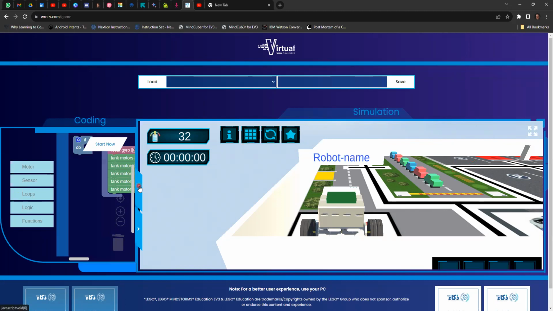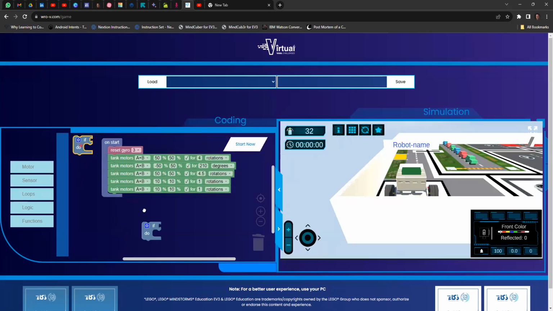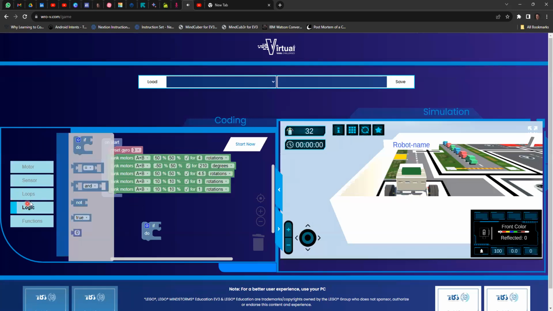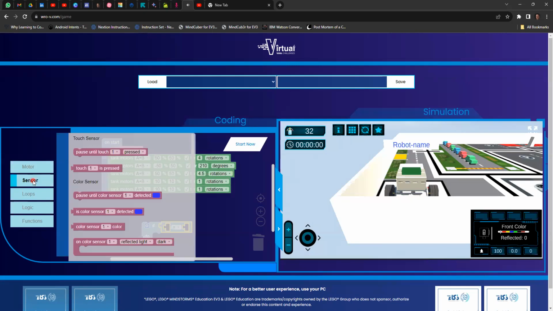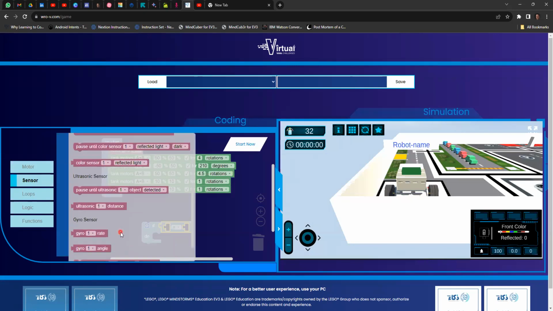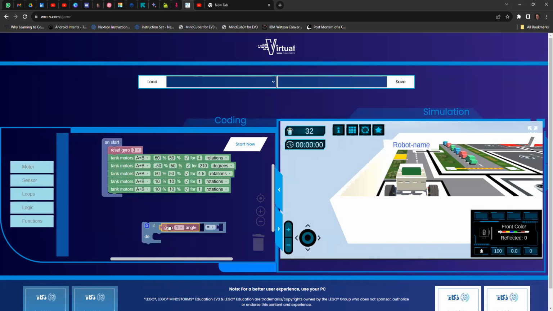Okay, let me try something now. So do if. We took this one already. Let's use the logic. If, yes, you see now, if the gyro angle, it's going to work. If the gyro angle is equal to, or we prefer to use greater than or equal to, I should use a number here.